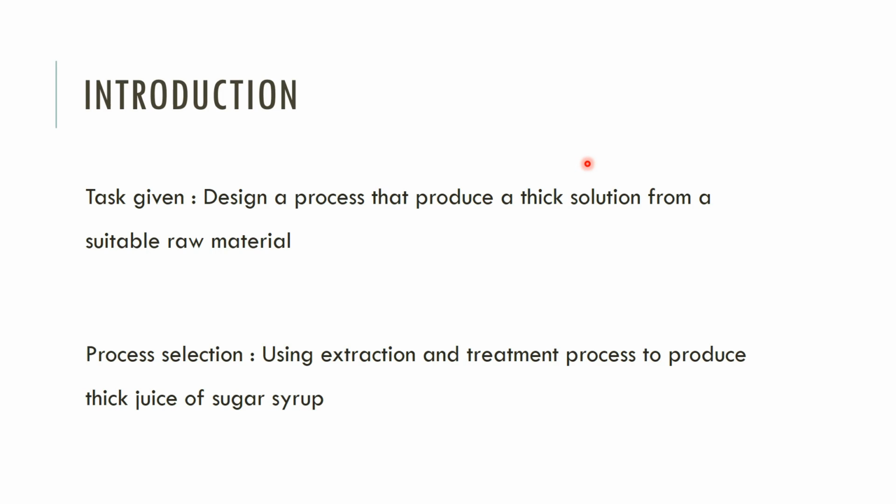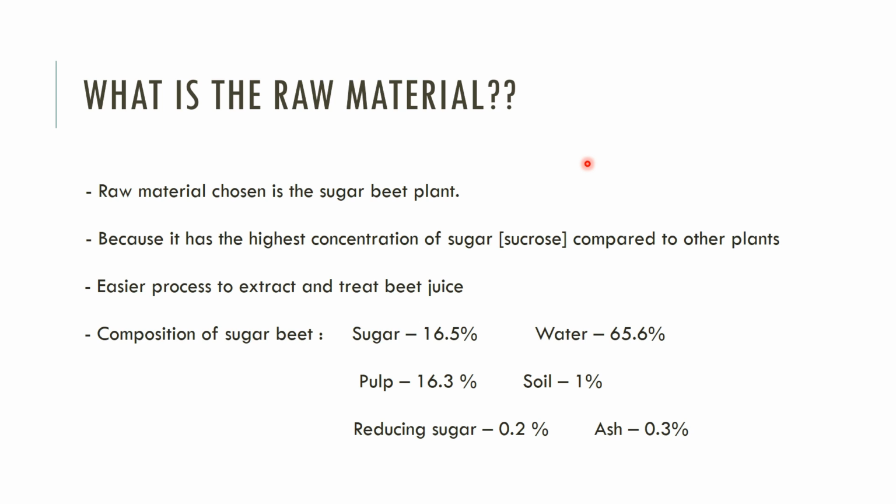For the introduction part, the task given to us was to design a process that produced a thick solution from a suitable raw material. The process solution that we chose was by using extraction and treatment process to produce thick juice of sugar syrup. Next, what is the raw material? The raw material that we chose was the sugar beet plant.